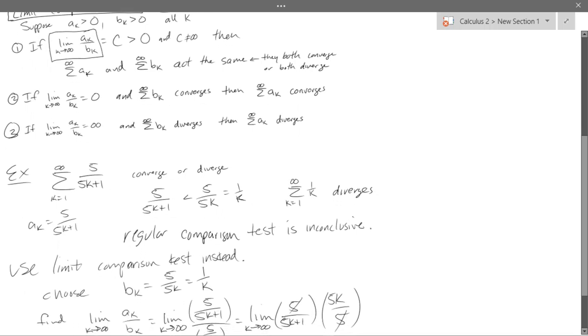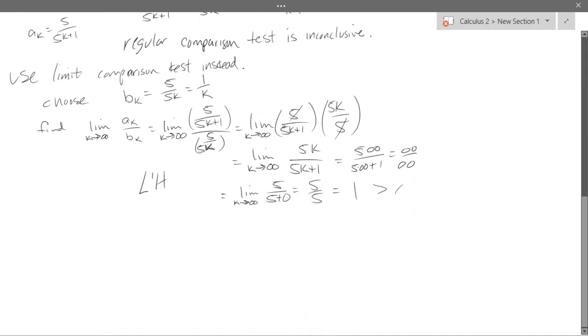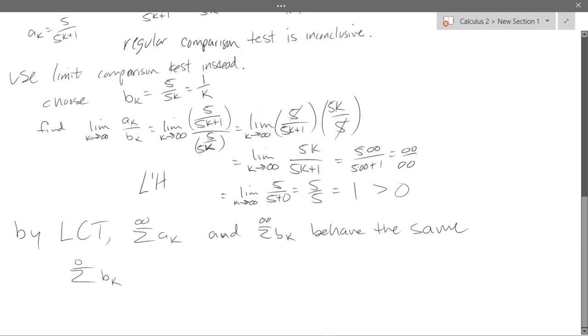So we have 1 right here, so they both behave the same. I know that the sums of both of these either both converge or both diverge. So 1 is greater than 0, so I'm going to write, by the limit comparison test, the summation of a_k to infinity and the summation of b_k behave the same. The summation of b_k is 1/k, k equals 1 to infinity. Converge or diverge? Diverge. Why?